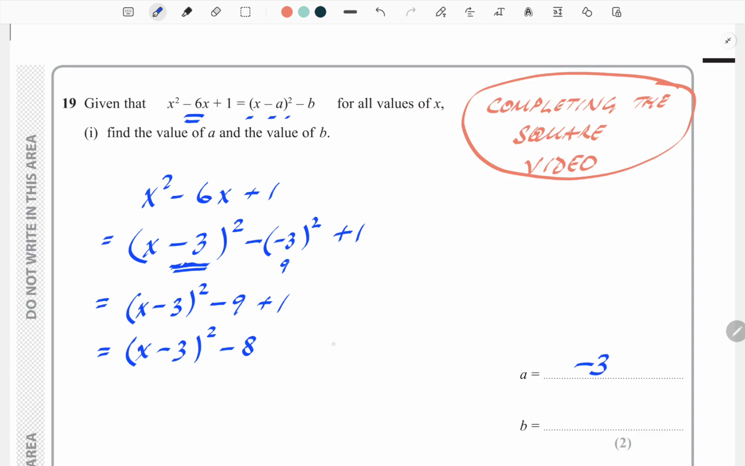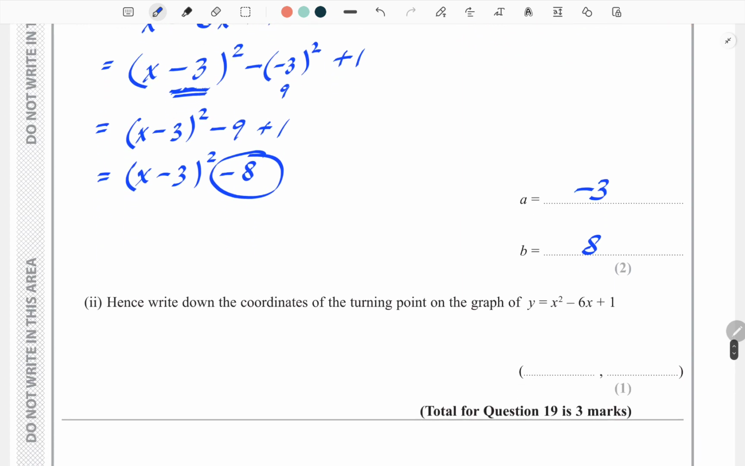Now watch out. They've put minus B. Okay. And here you've got minus 8. So the B is just 8, not minus 8. All right. So careful. And then the second part of the question, it says, hence write down the coordinates of the turning point of that graph.